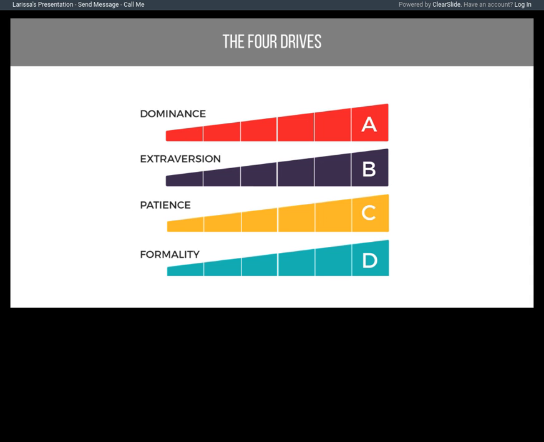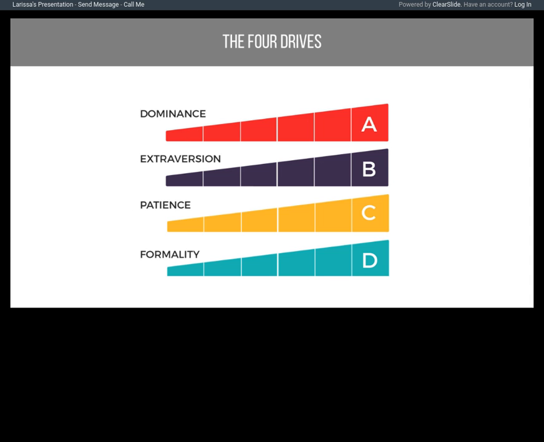But when we speak of dominance here, we're speaking of the need to influence people and events. When we talk about extroversion, it's the need to connect and have social interaction. Remember, all humans have that. When we're talking about patience, we're really talking about the need for consistency and stability or variety. And when we're talking about formality, we're talking about the need for rules and structure or lack thereof.